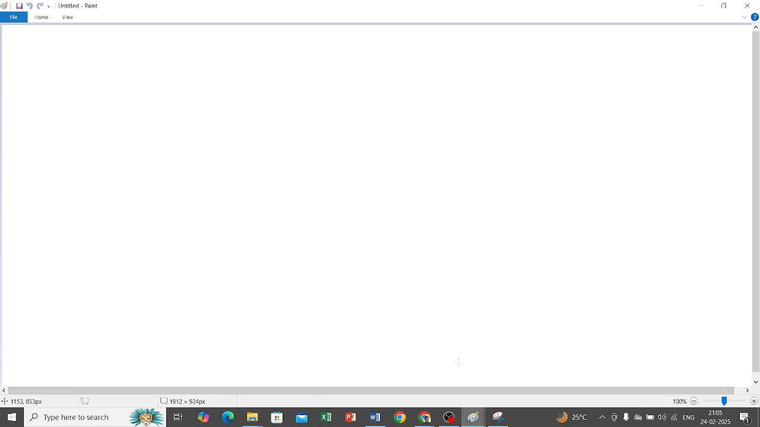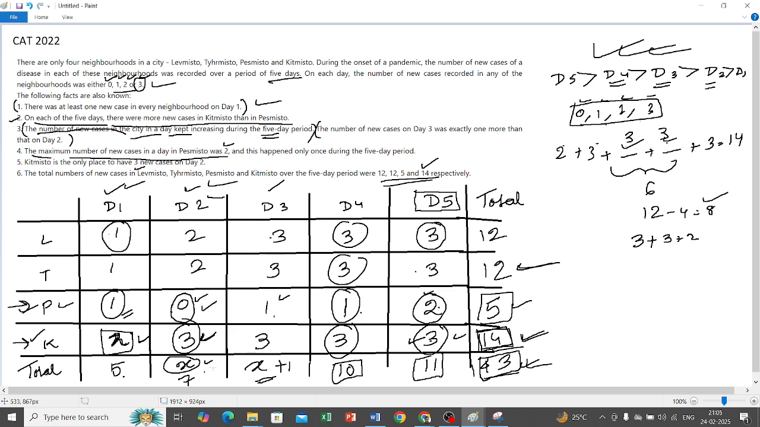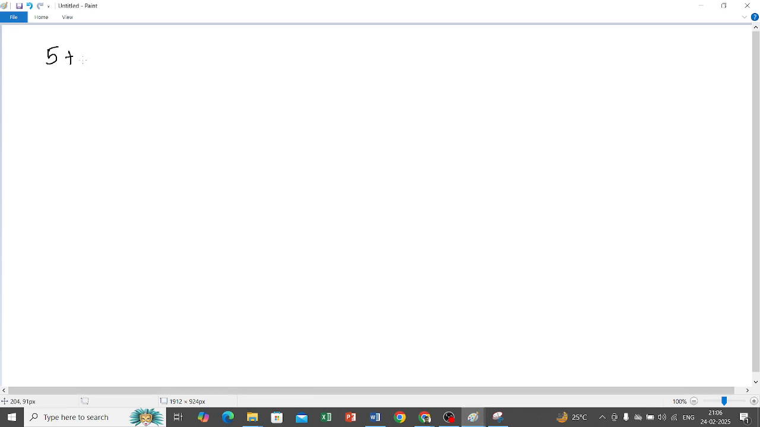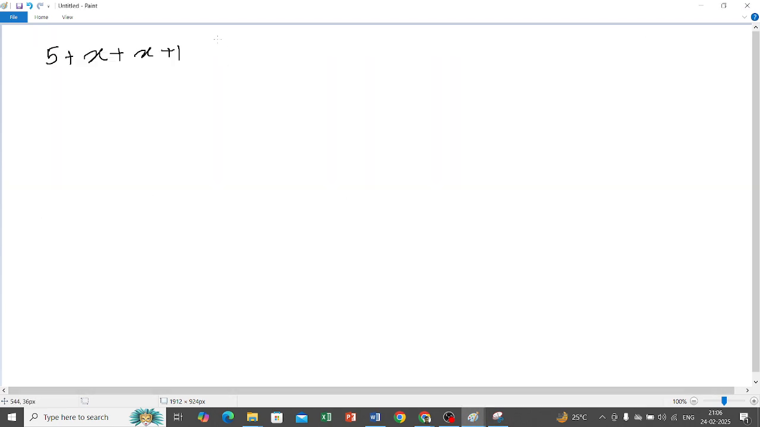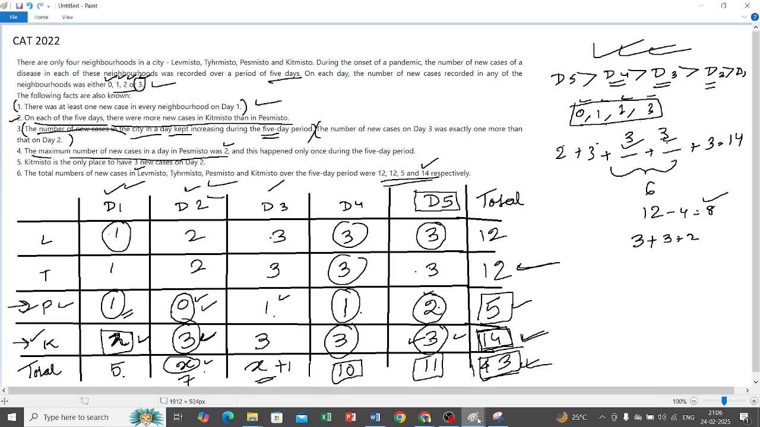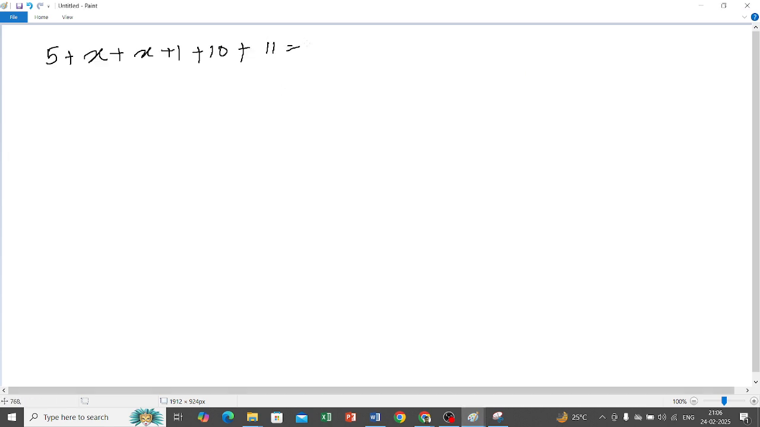So 5 plus, this is x, plus, this is x plus 1, plus this one is 10, plus this one is 11, that is equal to 43. Did you understand why I added all of them and equated to 43?